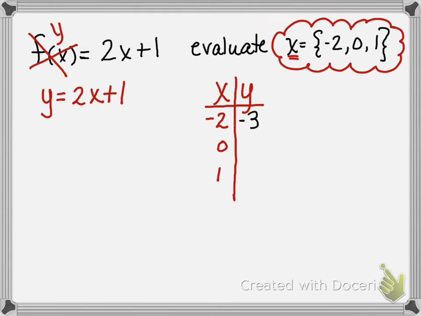-2 is going to be -3. 0 is going to be 1. And 1 is going to be 3. Simple as that. Now, could I have done the store feature on this? Absolutely. I could have stored x as -2 right here. I could have plugged this into my calculator, and I could have evaluated it. Would have worked either way.